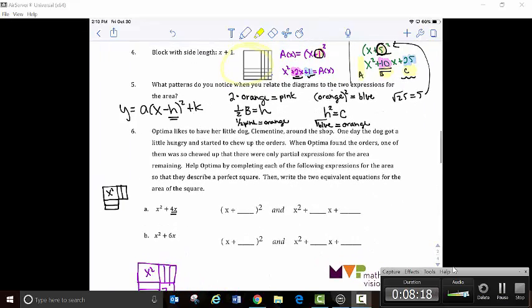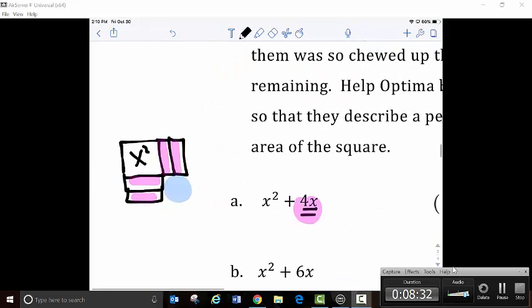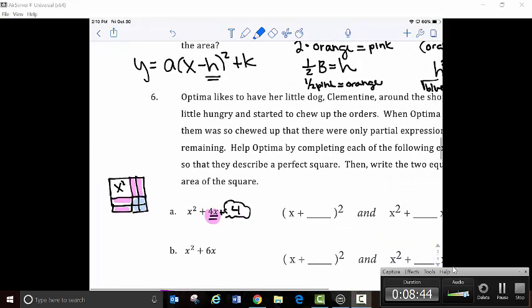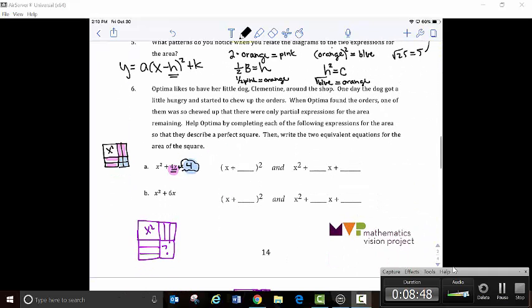Right? And if you go back to it again, we have our square, our X's were the pink. Okay, and now we're trying to figure out the C, or the blue area. How many pieces would we need to complete the square? That's the part that the dog ate, like it chewed up the order and ate this missing part. Well, if you complete this picture, oh look, we need 4.